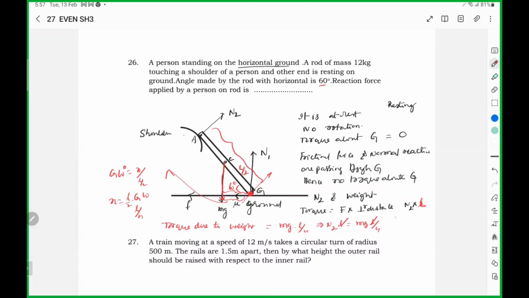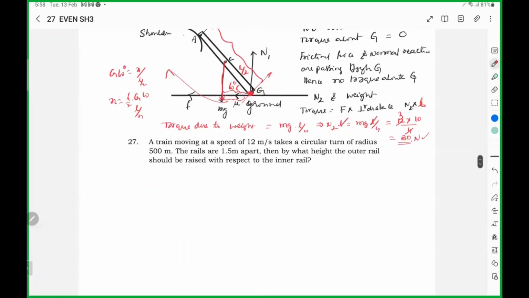So the reaction force applied by the person is nothing but N2, which is mg by 4, here 12 into g by 4, that is 30. This is the force exerted by the person on the rod.